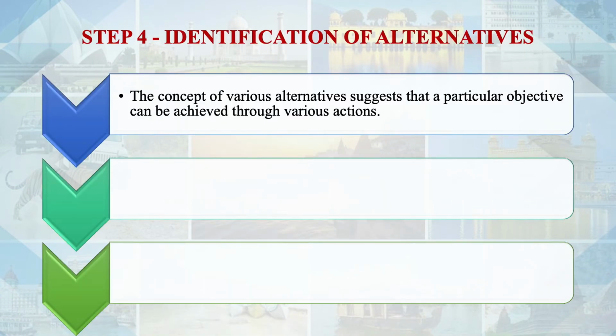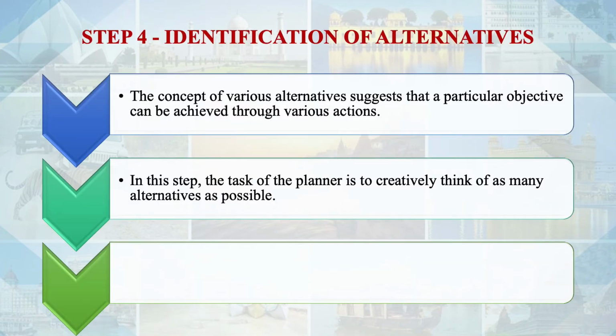Now, the concept of various alternatives basically suggests that any given objective can be achieved through various actions. As we know, there is always more than one option which is available to the managers that can help them to achieve a particular objective. In this step, the task of the planner is to creatively think of as many alternatives as possible. Here the creativity and the capacity of the planner to think differently comes into play.